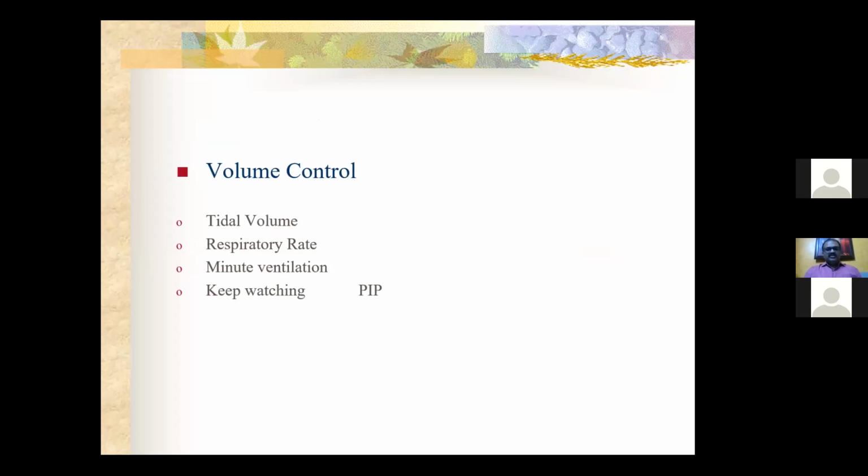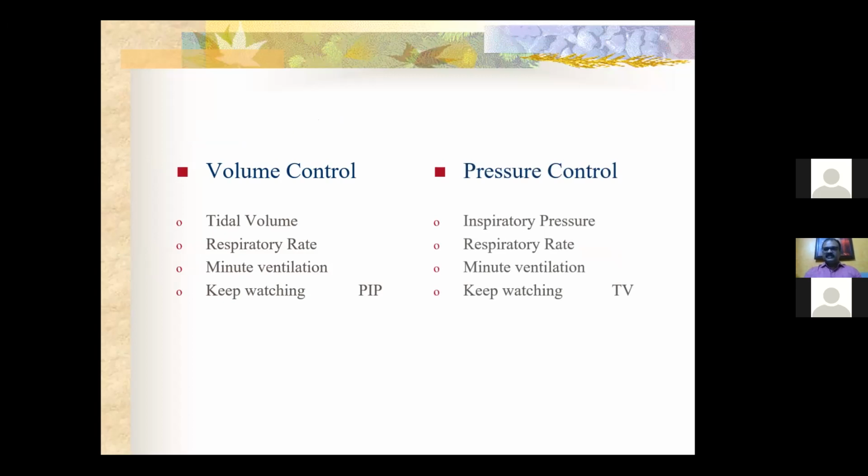So in a volume control, you'll be setting the tidal volume, you'll be setting the respiratory rate, and the minute ventilation also will be there, depending on the tidal volume and respiratory rate. But keep watching the peak inspiratory pressure. In a pressure control, you'll be setting the inspiratory pressure, the respiratory rate, minute ventilation, but keep watching the tidal volume.